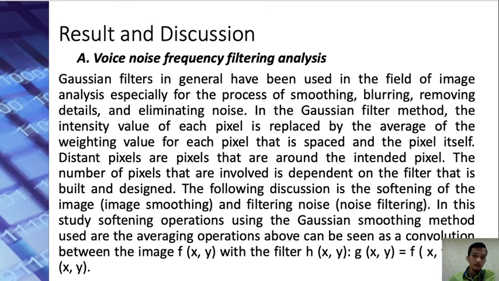Gaussian filter in general has been used in the field of image analysis, especially for the process of smoothing, blurring, removing detail and eliminating noise. In the Gaussian filter method, the intensity value of each pixel is replaced by the average of the weighting value for each pixel that is spaced and the pixel itself.